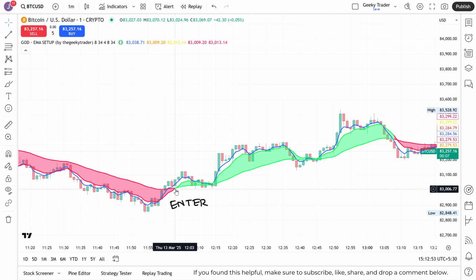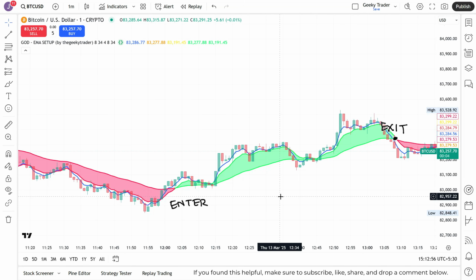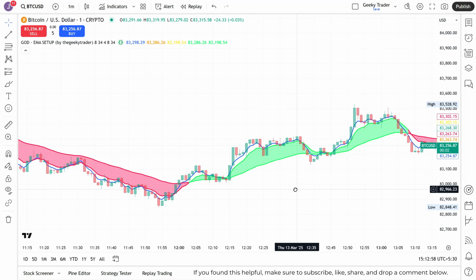We enter the trade at the start of the green ribbon and exit either at the end of the green ribbon or when the red ribbon begins to form. This approach helps us ride the trend efficiently. The ribbons act as a visual confirmation, making it easier to spot trend shifts and take action accordingly.